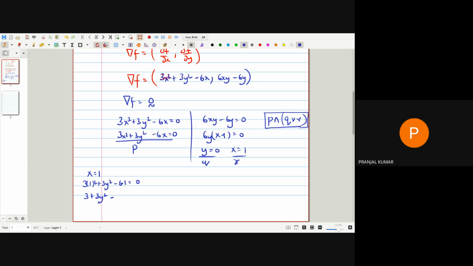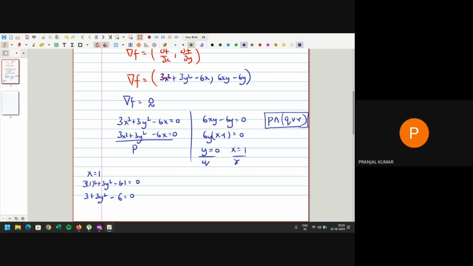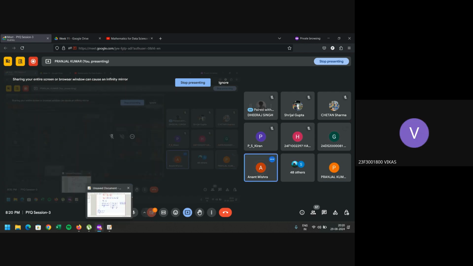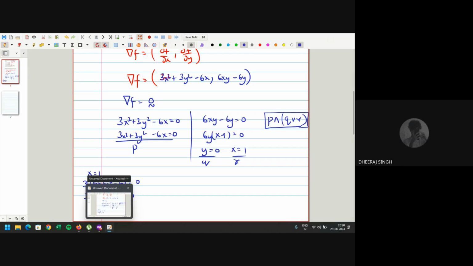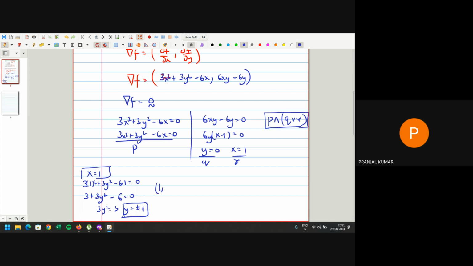Fine. So 3 plus 3y square minus 6 is equal to 0. Here you will get two values of y square. Am I audible? Yes, sir, you are audible. So 3y square is equal to 3, y is equal to plus minus 1. So you have got two values corresponding to x, so you have got 2 points. We will write it at the end.